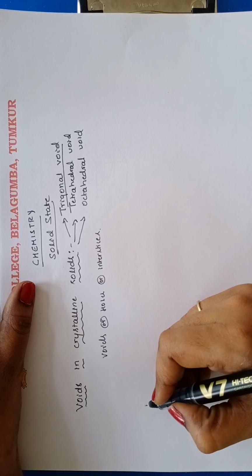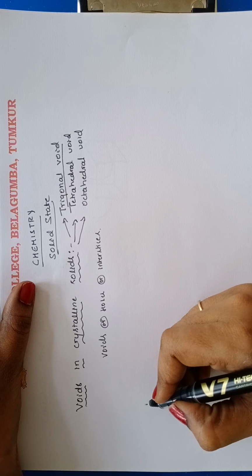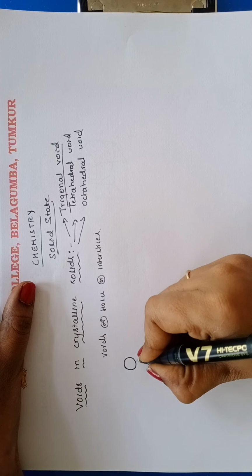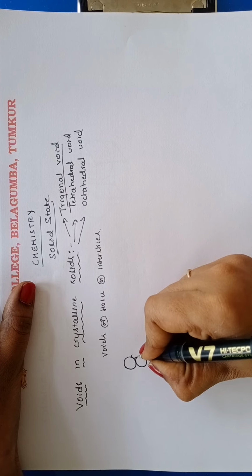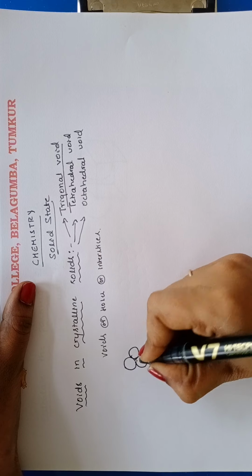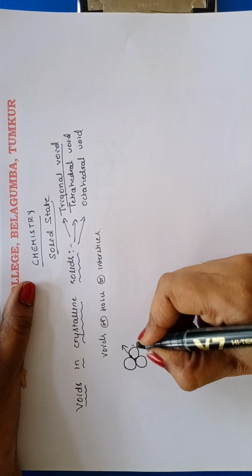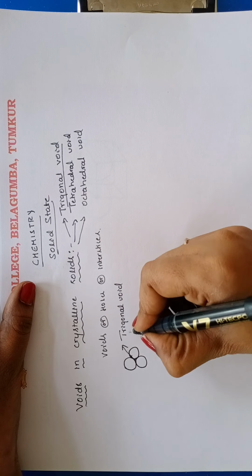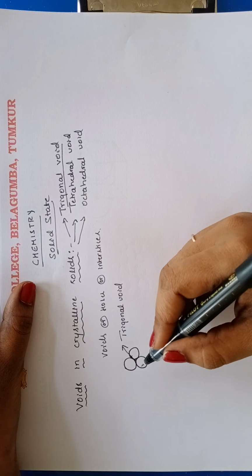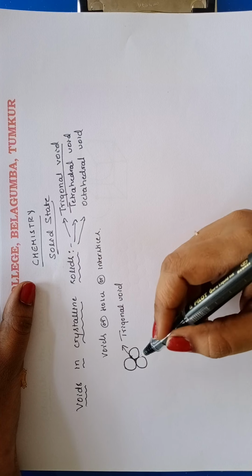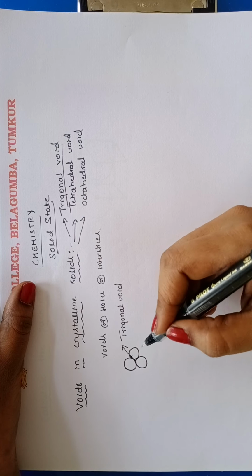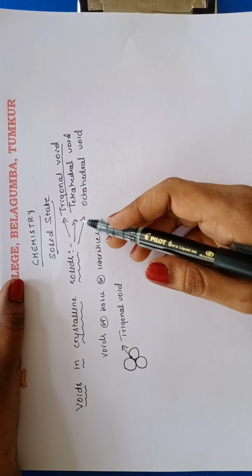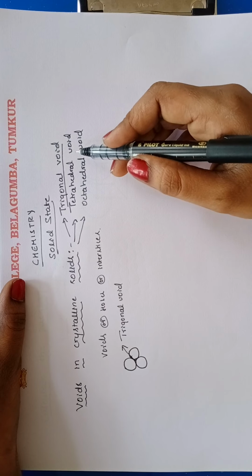The trigonal void means the void between three spheres touching each other. If there are three spheres, the empty space between the three spheres is called a trigonal void. That is, the empty space between three spheres touching each other is called a trigonal void.